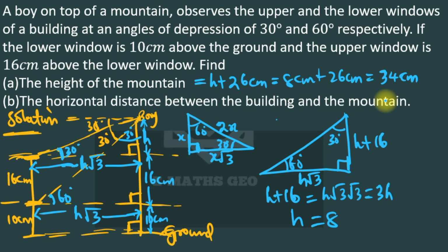While the horizontal distance between them is H root 3, and H is 8, so it's 8 root 3 cm. So that's the answer. So that's a very nice and tricky question.